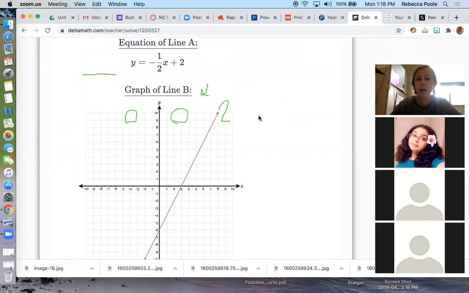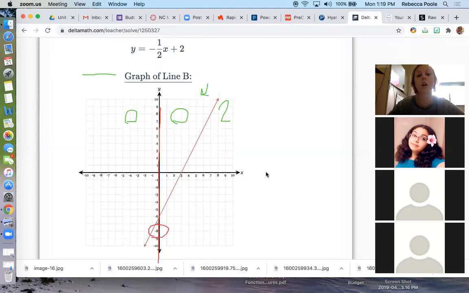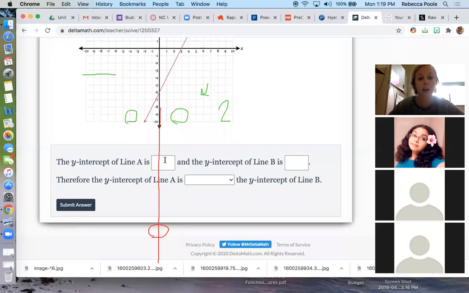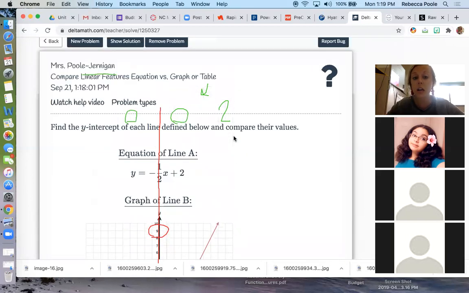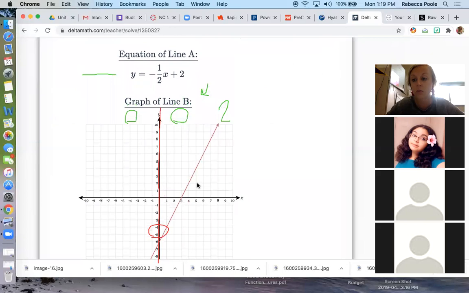Okay, so look at B. This is a different one, so I'm gonna change color. We look at this red line. Where does it intersect? Because that's what intercept means. Where does it intersect my y-axis? At what number does it cross it? -6. So then we're gonna go down to the bottom. The y-intercept of A is 2. The y-intercept of B is -6, which means A is greater than B. So this one was easier because you could look at both of these and see the y-intercept.